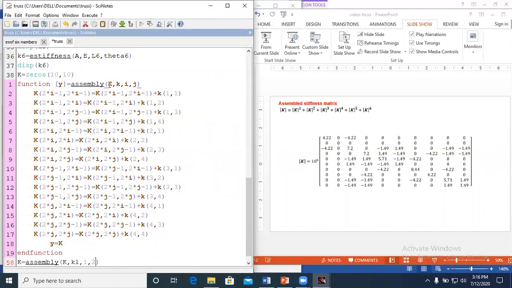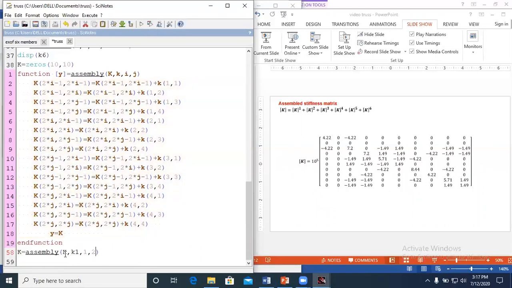In this function the arguments are capital K, small k, i and j. The result of this function is assigned to this y variable. Now here we are calling this function by transferring this argument K, which is the matrix of zeros with 10 by 10. You can see here we are transferring the K matrix of zeros to this one.